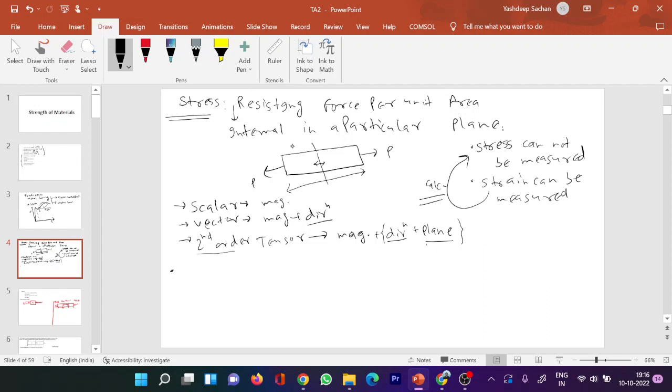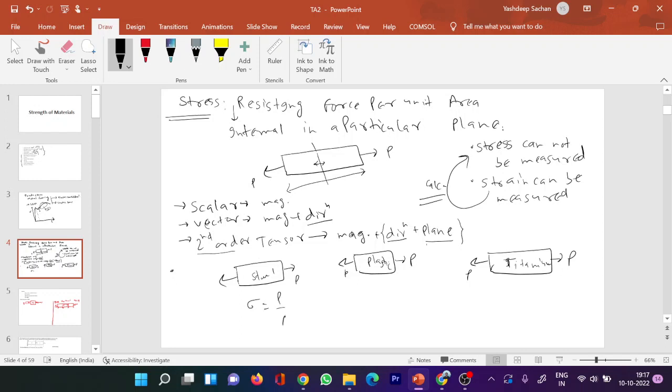Now, how did we define stress? Internal resistance force per unit area. So for any material we take, like steel, plastic, iron, titanium, if we apply the same force P and the cross section area is the same for all, then the stress would be the same in all, right? Yes, sir.